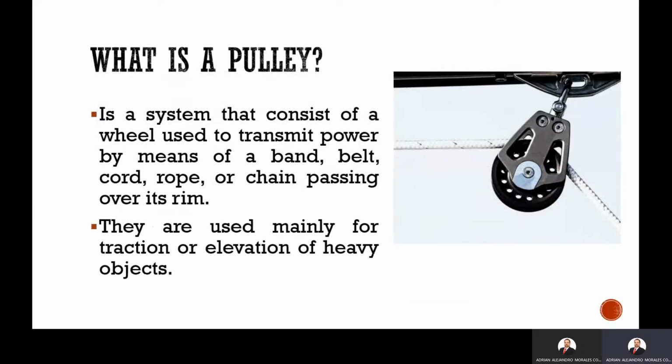So what's a pulley? It's a system that consists of a wheel used to transmit power by means of a band, belt, cord, rope, or chain passing over its rim. They are used mainly for traction or elevation of heavy objects. Here we can see an example of a pulley.